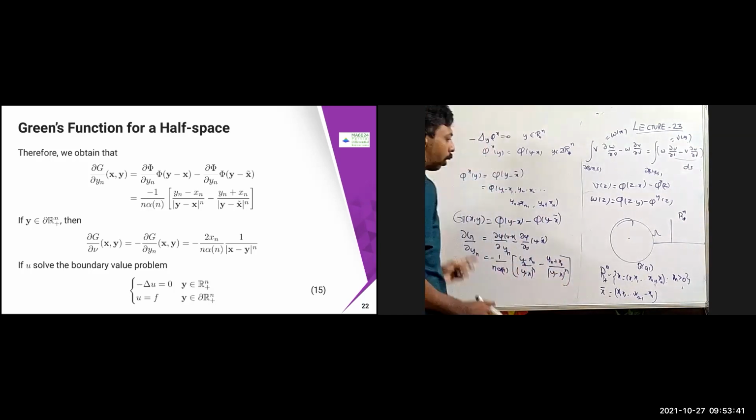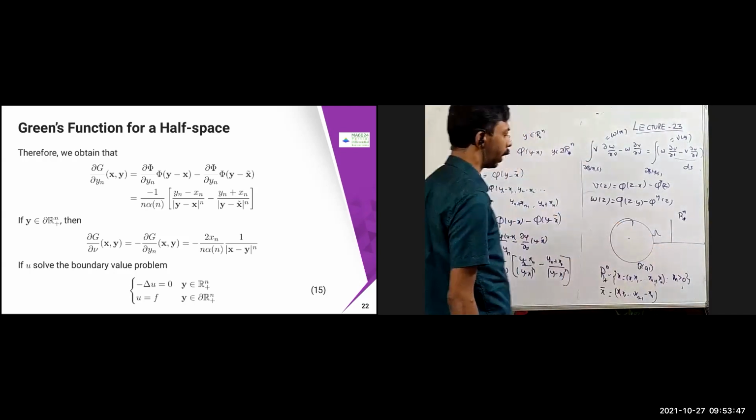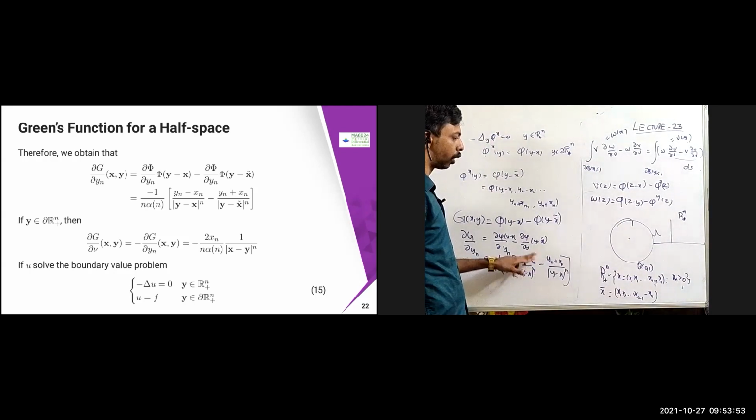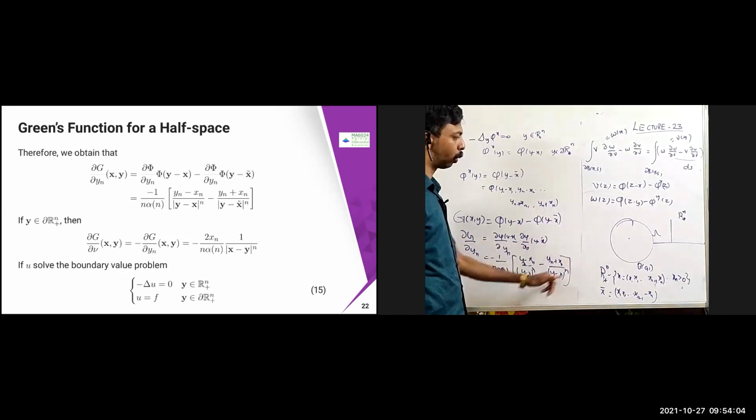Okay. So if y belongs to ∂ of Rn plus, if it is on this line, then this is going to become 0, since yn and xn are such that this term is going to be out. Only this is going to be there. So minus ∂G/∂yn is going to become minus this term. ∂G of x, y is going to be this one.